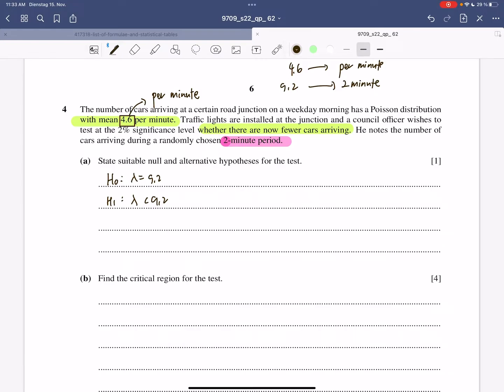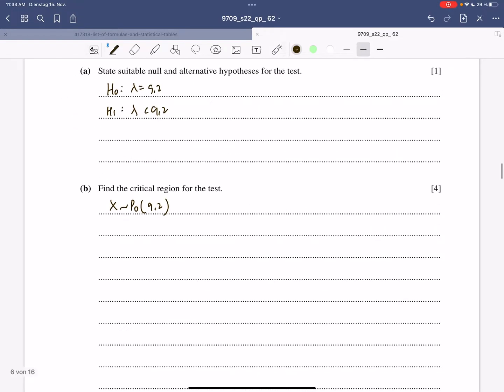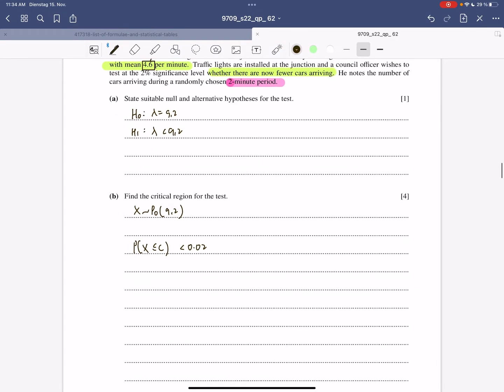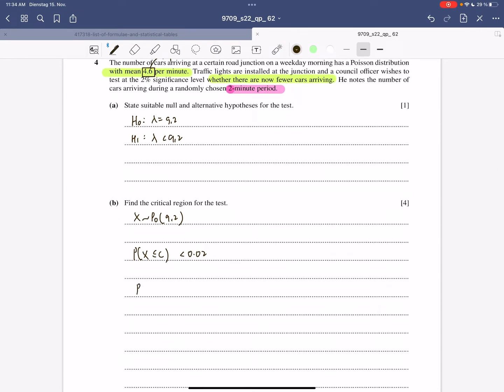So we have to find the critical region for the test. Critical region is also known as rejection region. Since the alternative is less than, our critical region is of the form X at most C, and the significance level is 2 divided by 100, which is 0.02. So you have to find the value of C that gives a probability less than 0.02. Let's try at most 3.